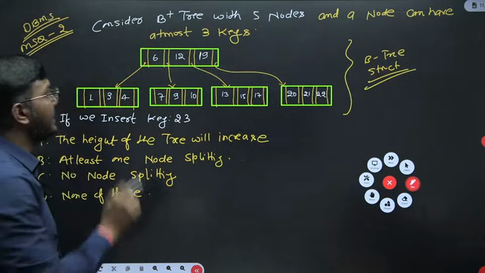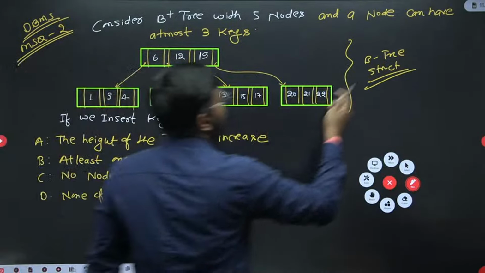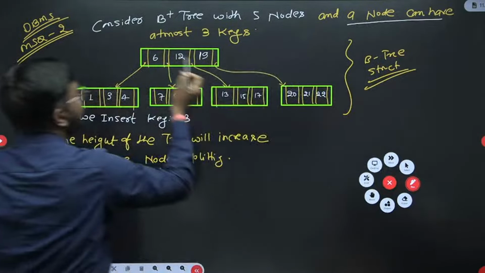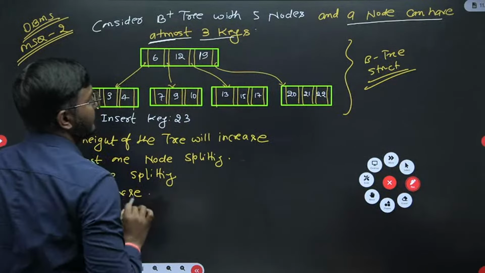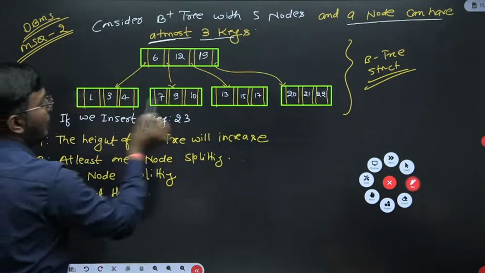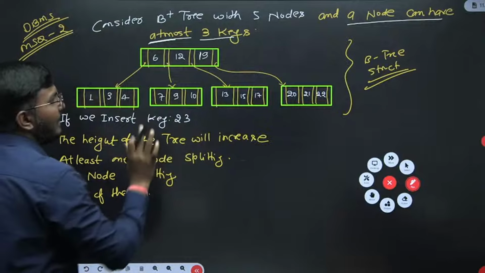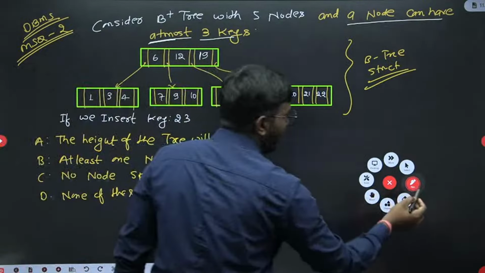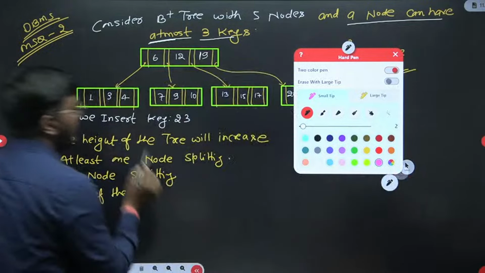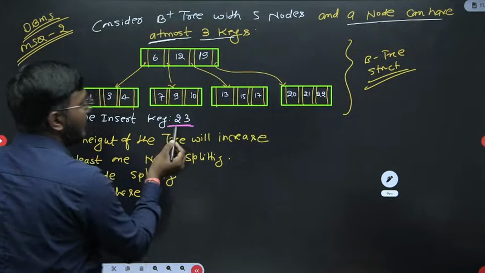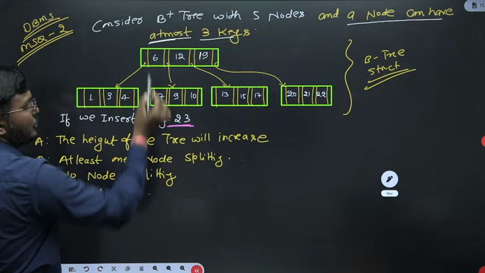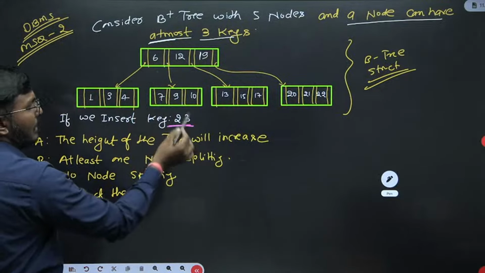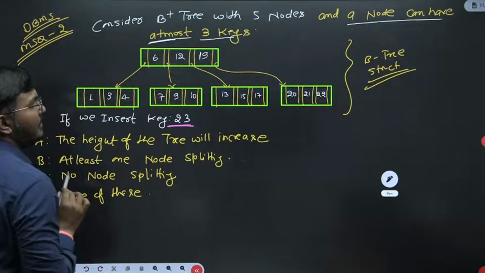Now see here, in the question it is already given that a node can have at most 3 keys. All the nodes are fully occupied, so we don't have any space to insert any more keys. If you insert one more key with the value 23, where will it be inserted? We compare with 6. 23 is more than 6, so it goes to the right subtree of this 6.